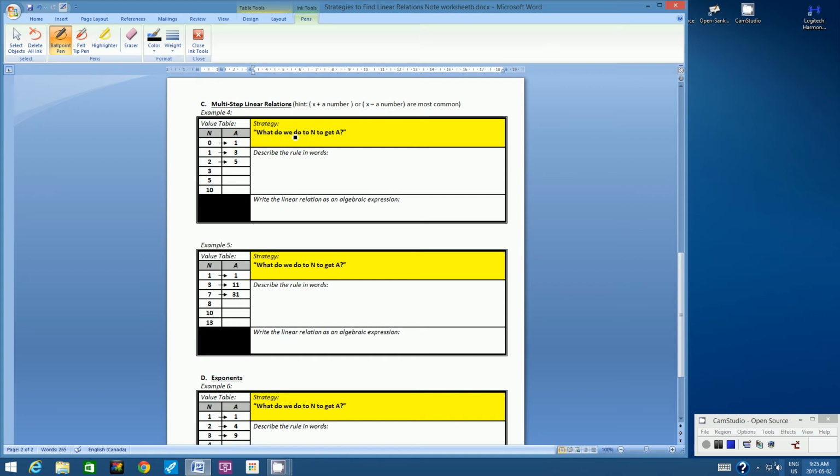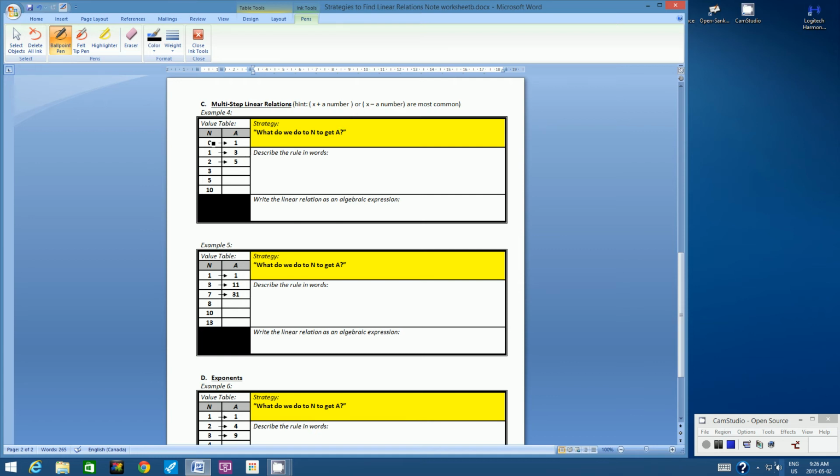Okay, so again, highlighted in yellow, what do we do to n to get a? We've got our column headings of n and a again. We've got a value of 0, and then it goes up to 1. We've got a value of 1 that ends up as 3. We've got a value of 2 that ends up as 5. So the best way to do this is do it systematically. If we know it's multi-step, and the majority of the questions are going to start with multiplication, then start with multiplying by 2.